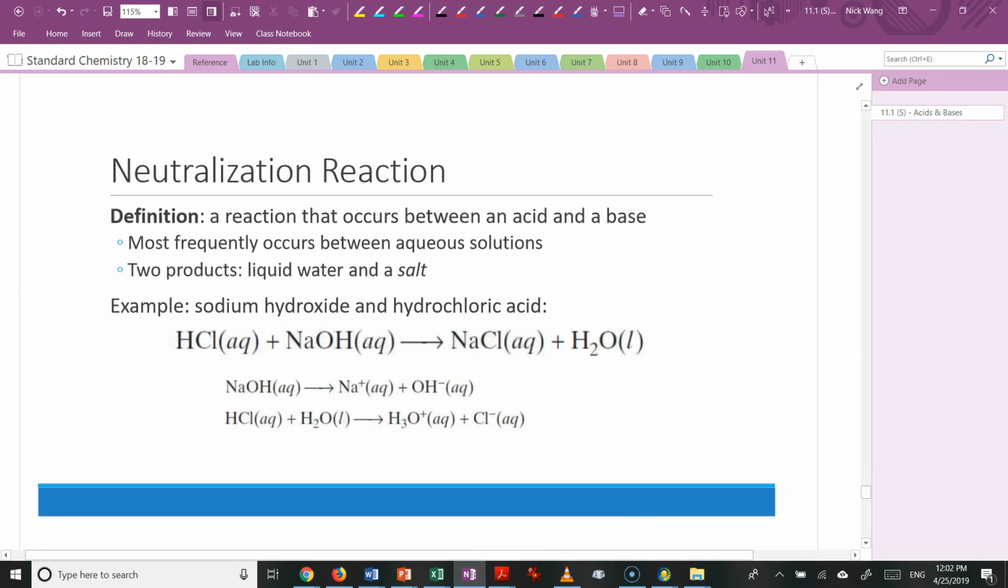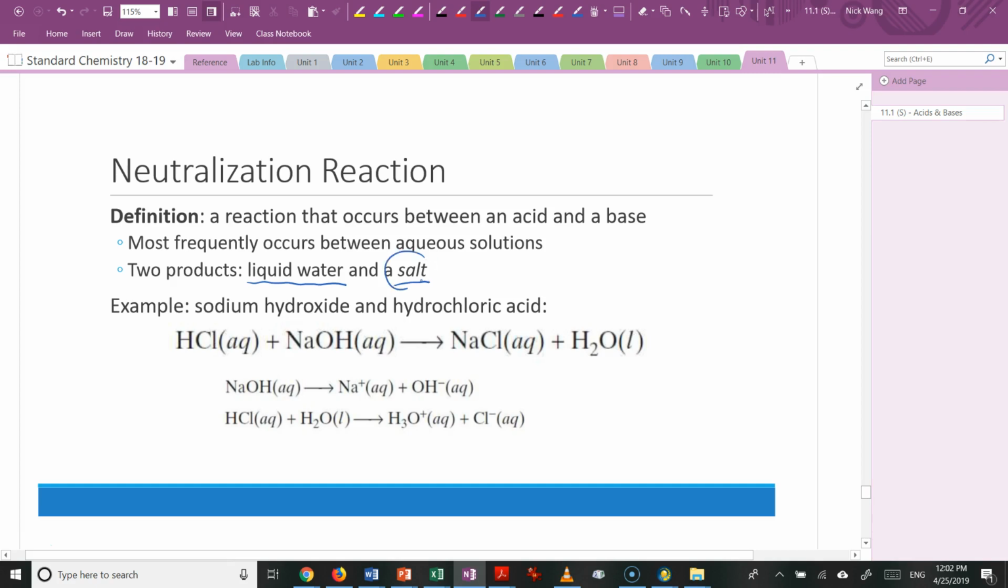Finally, we're going to have a neutralization reaction. These are probably something you are somewhat vaguely familiar with already. A neutralization reaction is one that occurs between an acid and a base. The acid and the base neutralize each other, almost as if they're both active and have this way of canceling each other out. This most frequently occurs in aqueous solutions. So an aqueous solution of an acid and an aqueous solution of a base, the two together, are going to have a neutralization occur. Generally speaking, there are going to be 2 products as well. You always have liquid water and you always have a salt.